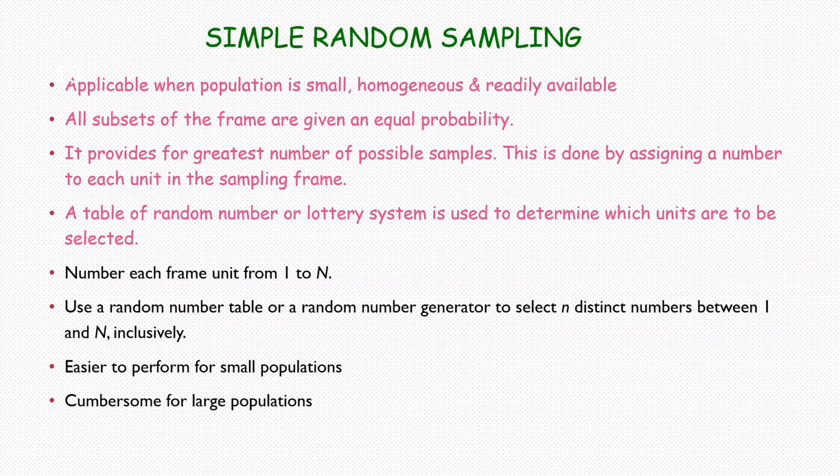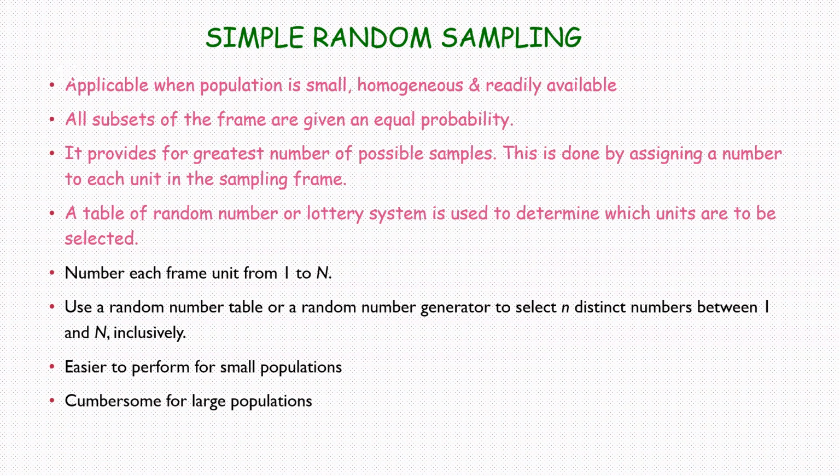Simple random sample. When we approach the simple random sample, this method is applicable when the population is small, homogeneous, and readily available. Second, all subsets of the frame are given an equal probability. It provides for the greatest number of possible samples. This is done by assigning a number to each unit in the sampling frame. A table of random numbers or a lottery system is used to determine which units are to be selected.